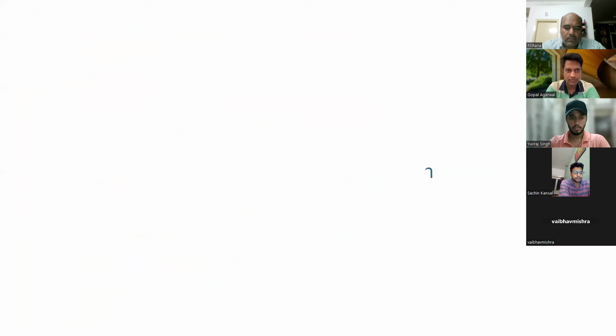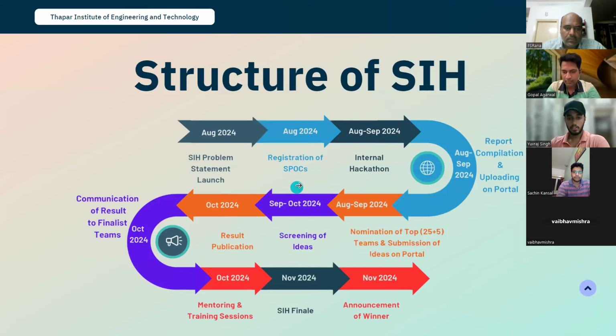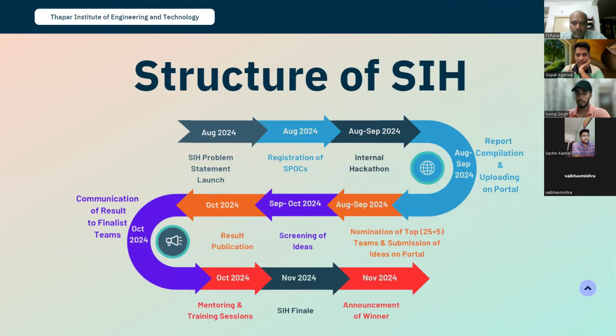So basically, this is the structure of SIH, as you can see over here. On the 8th of August, the problem statements and the launch of this SIH took place. The second step, which is important for students, is that the internal hackathon inside a college will take place, for which you need to prepare only one idea. But in the actual Smart India Hackathon on the website, you can submit up to 12 ideas. So just keep this in mind.